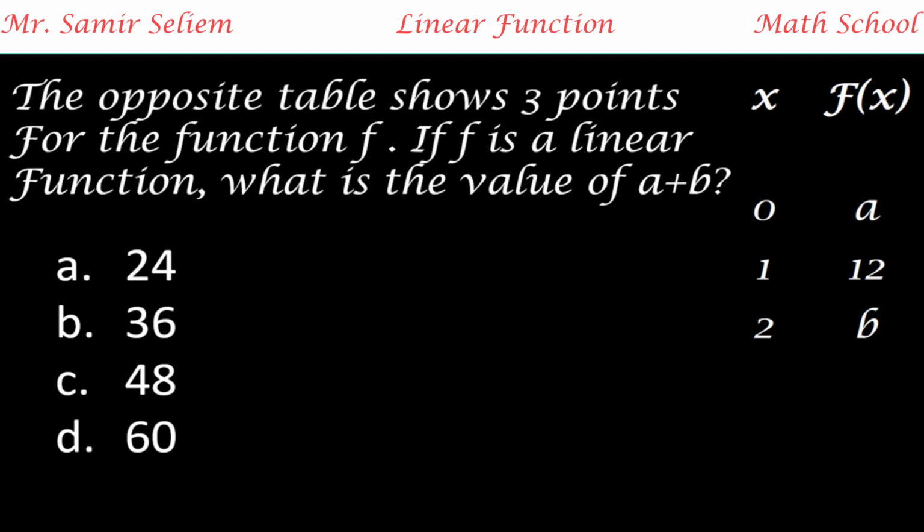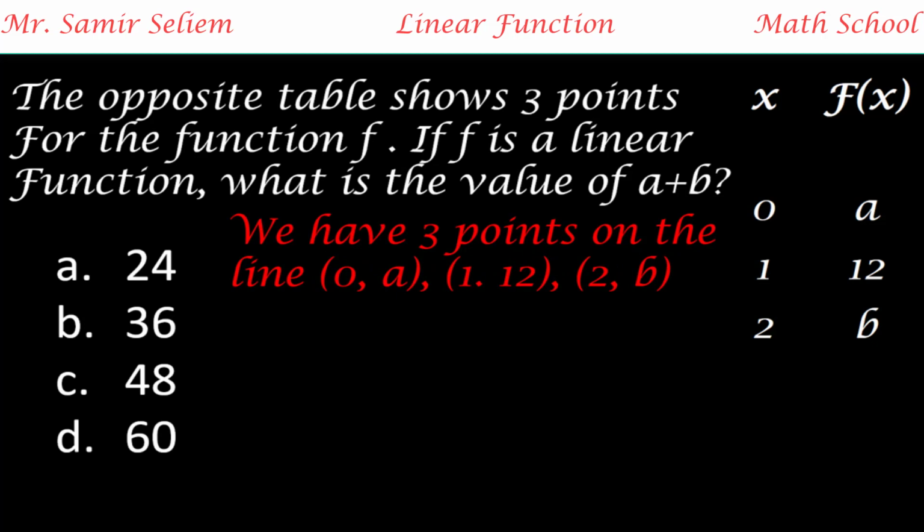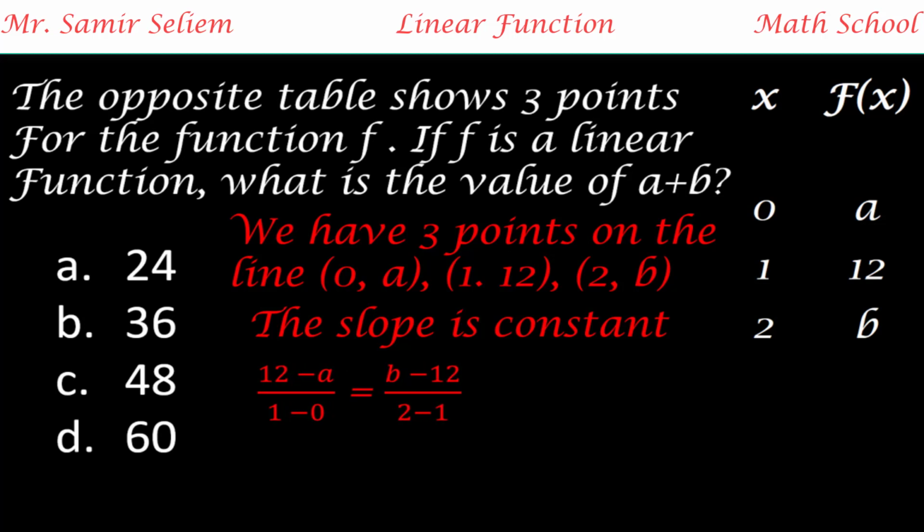We have 3 points here on the line: 0, a and 1, 12 and 2, b. So the slope is constant. The slope using the first and second points is 12 minus a over 1 minus 0, which equals b minus 12 over 2 minus 1. So we get 12 minus a equals b minus 12, because the bottom numbers are 1.